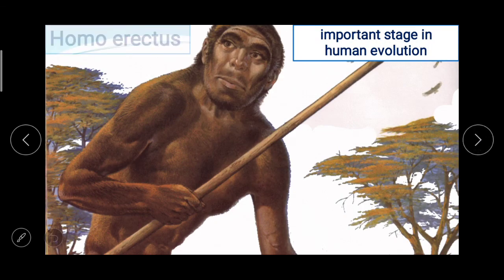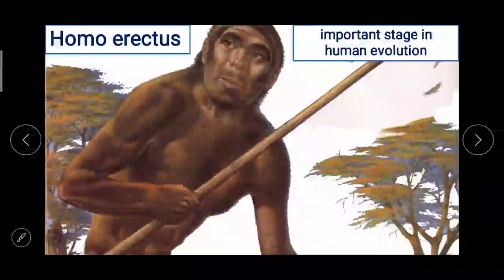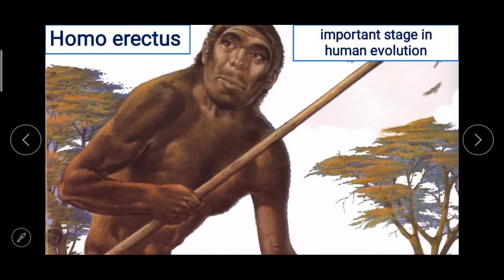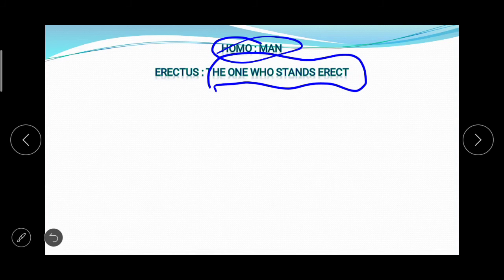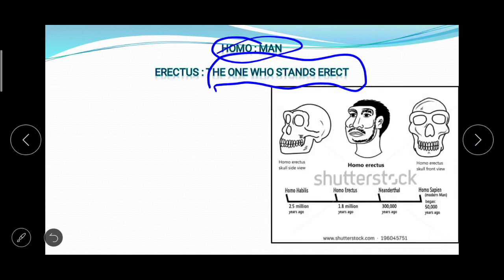Now in this, the next one, Homo erectus, very important stage in human evolution. Here now the meaning, like in Homo habilis, Homo which means man, and habilis the one who uses his hands skillfully. So here again the Homo which means man, and the erectus the one who stands erect, एकदम straight खड़ा रह सकता था, the one who stands erect, and hence the name Homo erectus.